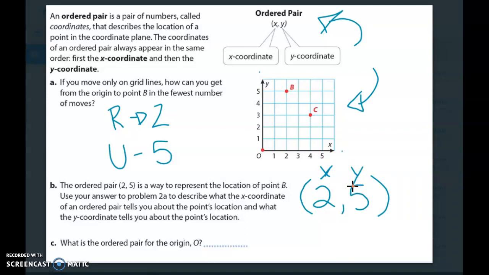Okay, so let's take a look at part C. What is the ordered pair for the origin, where the 0 is? So let's think about that. Are we moving left to right? No, because we're starting here. And are we moving up and down? No, because that's our starting place. So if we didn't move anywhere and we didn't go up and down, what would be our ordered pair? (0, 0). Even though both of those numbers are zeros, it's still telling us where that origin is located on the coordinate plane.